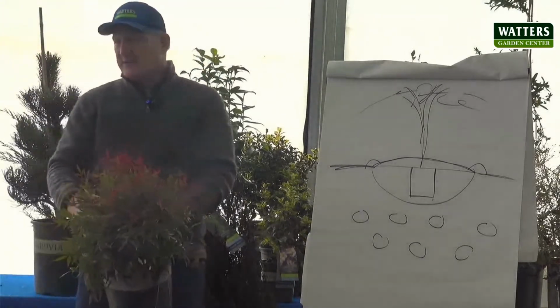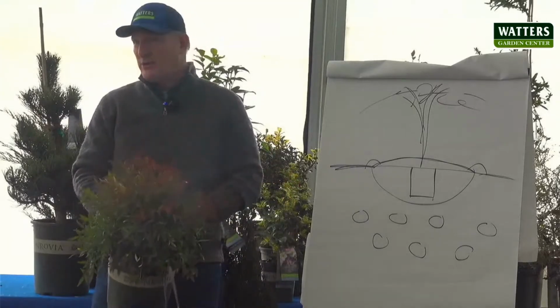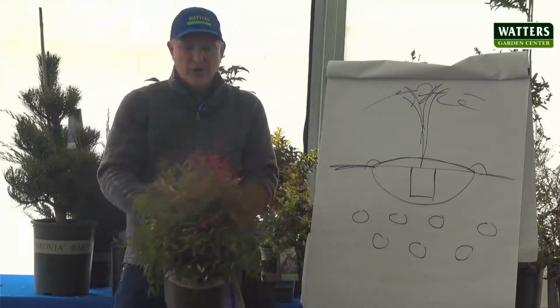Every yard should have one of these, so I brought it. It's an evergreen. Californians call this heavenly bamboo. Everywhere else in the country, we call this nandina. And so it's an evergreen plant.